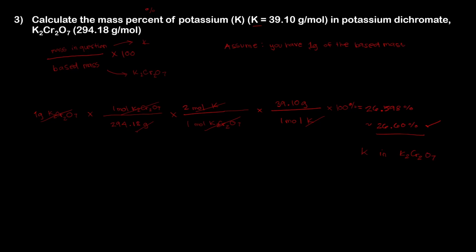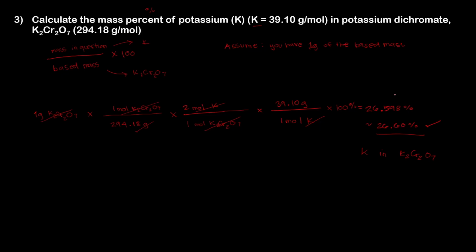As you can see from this problem, we are using the same approach, but with some differences. We use 100% and we assume some things. In this case, we assumed 1 gram of the base mass, which is our K2Cr2O7. And this is practically easy, right? Just by using dimensional analysis, we get the percent in the last part. So we got 26.60%.